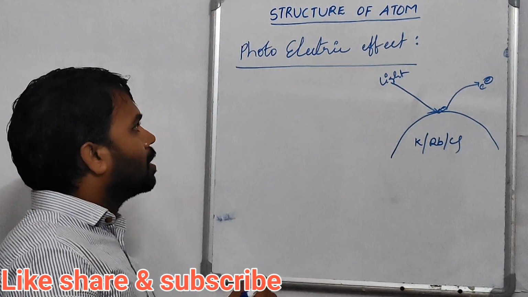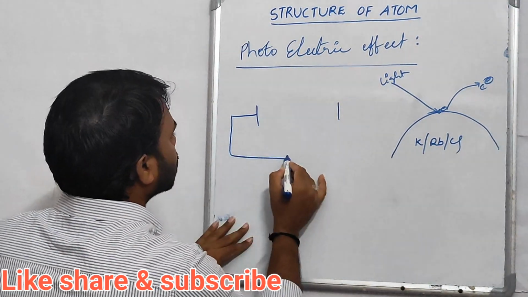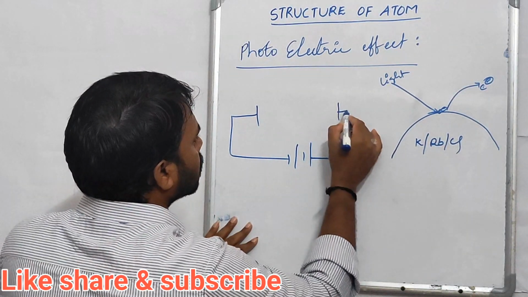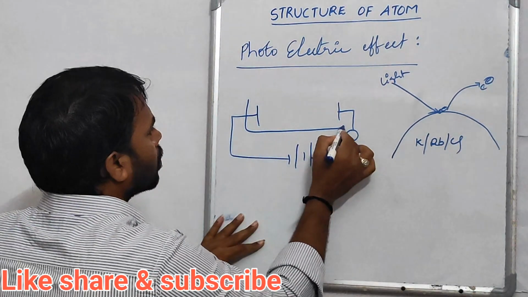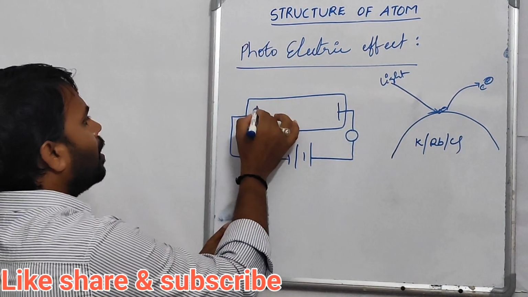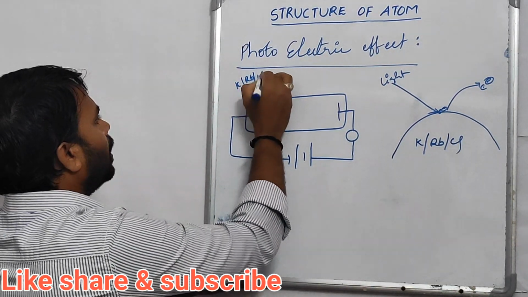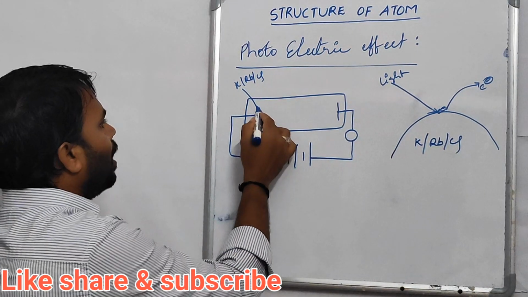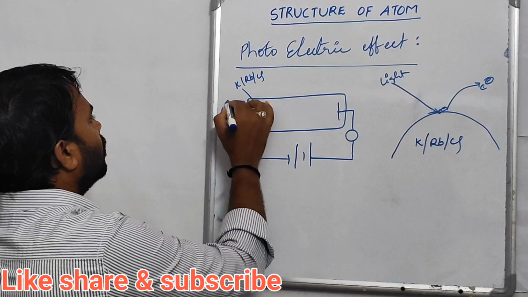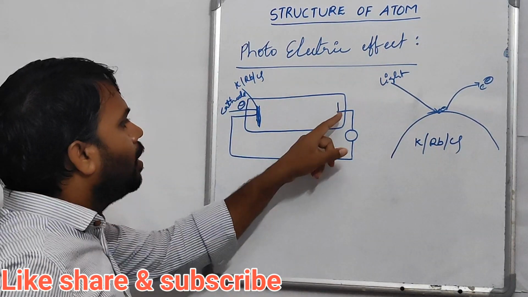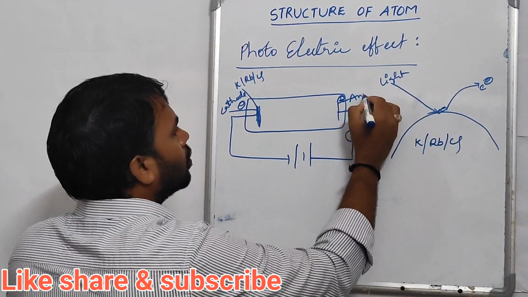Let's see the experiment of the photoelectric effect. This plate is a photosensitive plate made up of potassium, rubidium or cesium. The plate connected to the negative terminal of the battery carries negative charge. We call it the cathode. The plate connected to the positive terminal of the battery carries positive charge. We call it the anode.